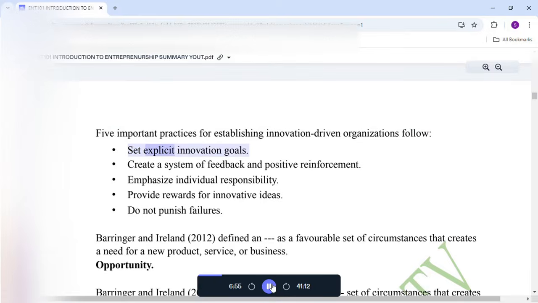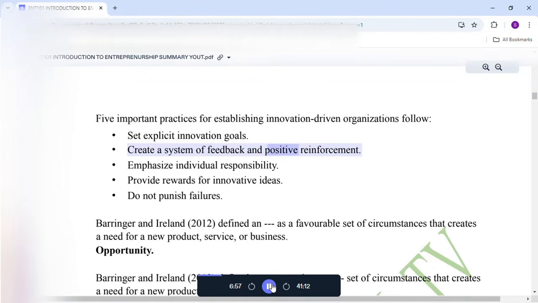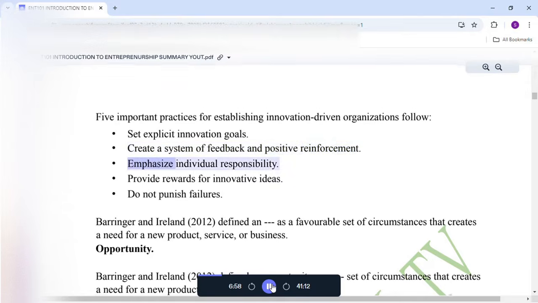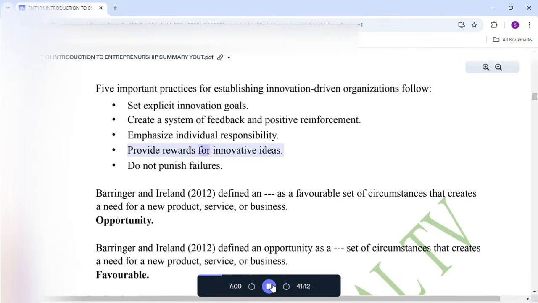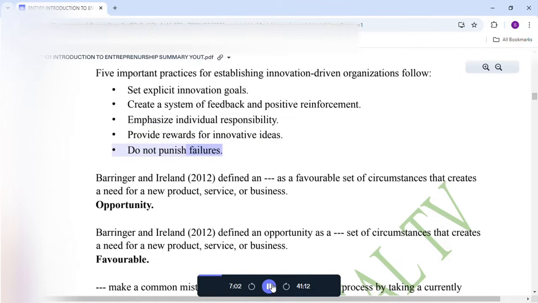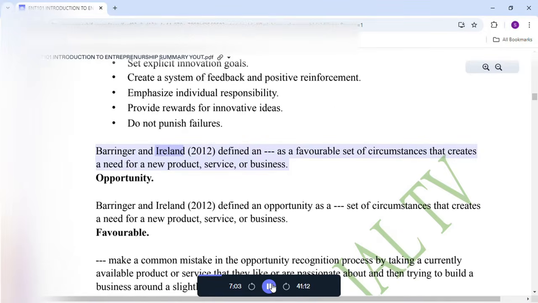Five important practices for establishing innovation-driven organizations follow. Set explicit innovation goals. Create a system of feedback and positive reinforcement. Emphasize individual responsibility. Provide rewards for innovative ideas. Do not punish failures.